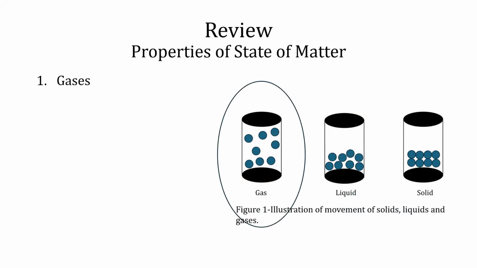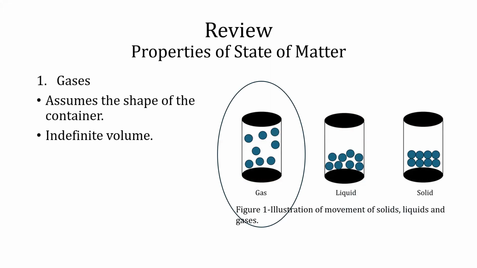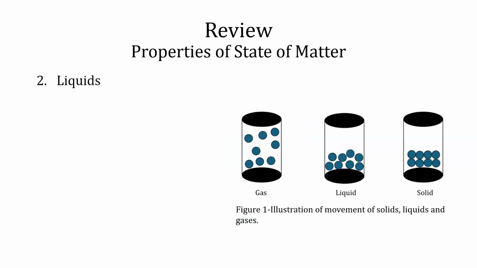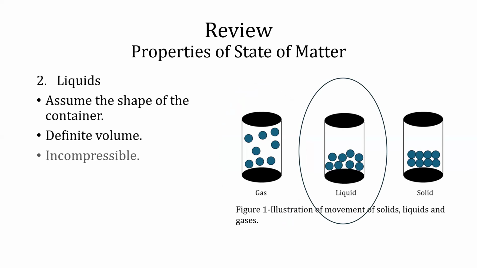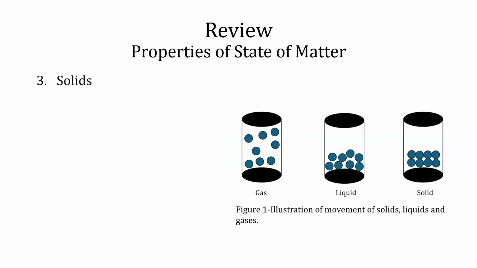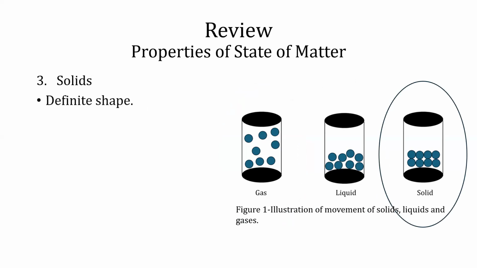Gases have these characteristics. They assume the shape of the container, have an indefinite volume, and are compressible. Liquids have these characteristics. They assume the shape of the container, have a definite volume, and are incompressible. Solids have these characteristics. They have a definite shape and a definite volume, plus are incompressible.